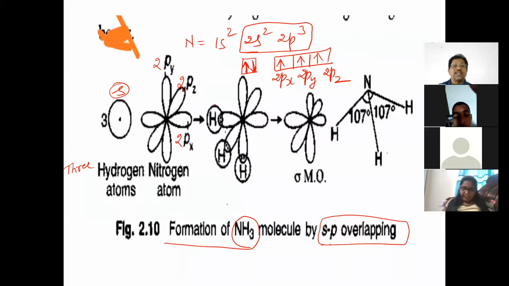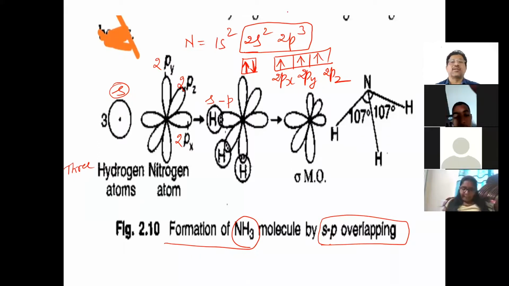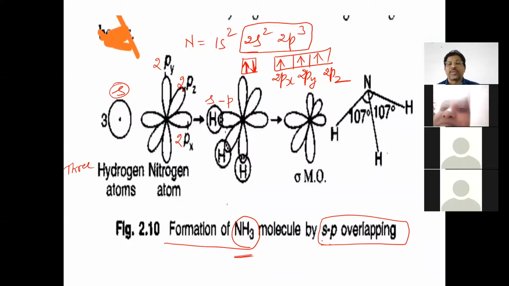Here, between the s orbital of hydrogen and the p orbital of nitrogen, it is sp overlapping. This sp overlapping will lead to the formation of the NH3 molecule. So the ammonia molecule is formed by sp overlapping. And here you check the bond angle.